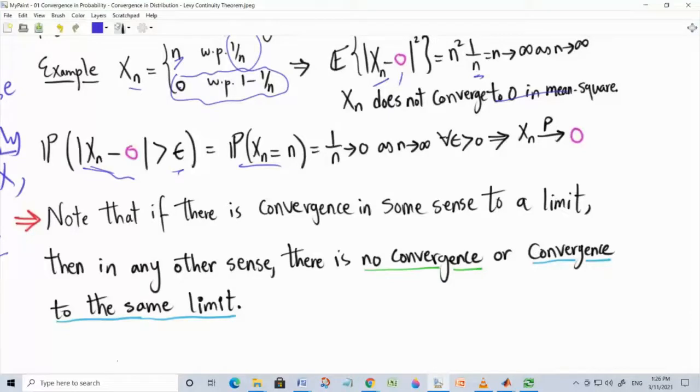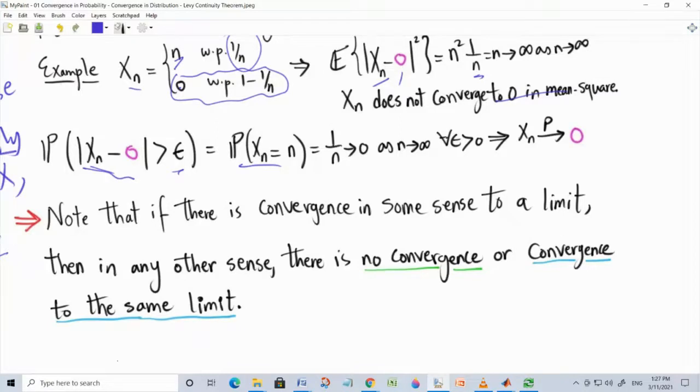By the way, there are versions of this criterion for other types of convergence. Perhaps we'll see them in a homework problem or so. But there is another piece of information that tells you, rest assured, that there is no convergence in mean square to any limit whatsoever.